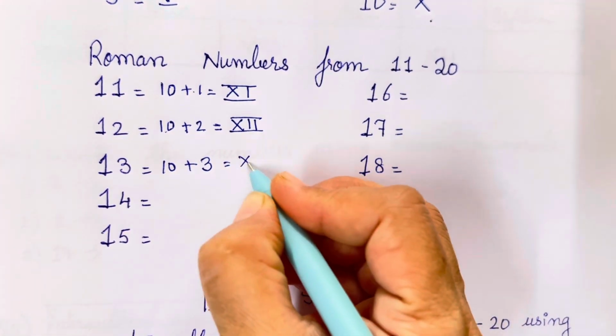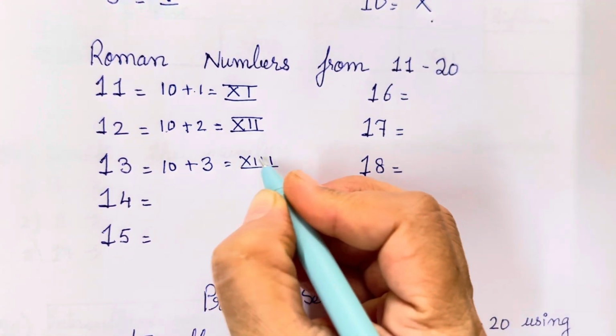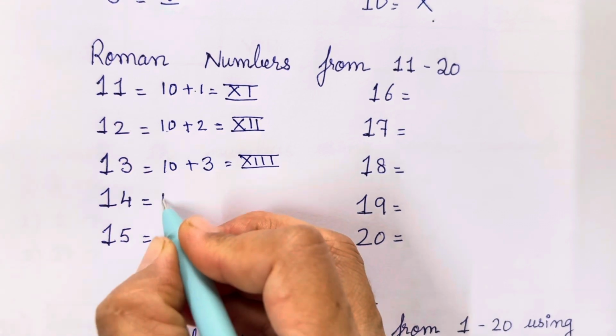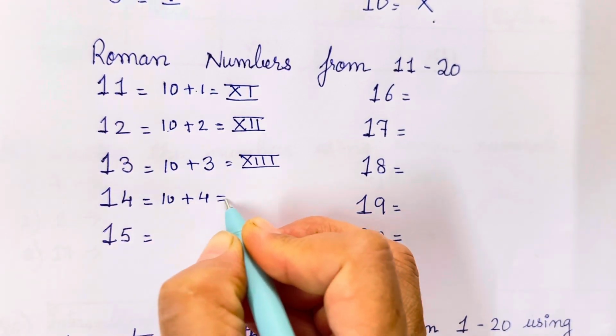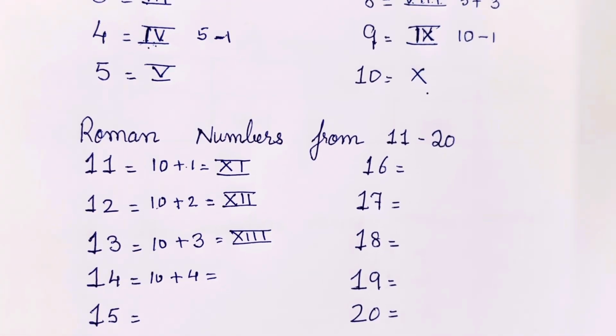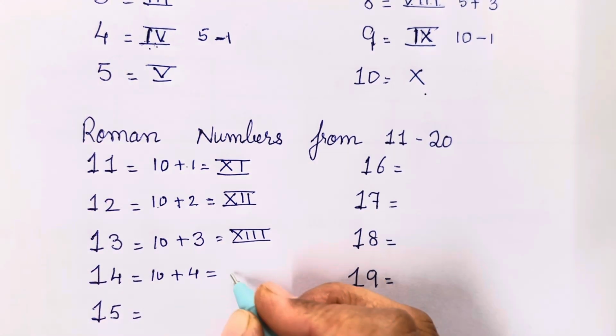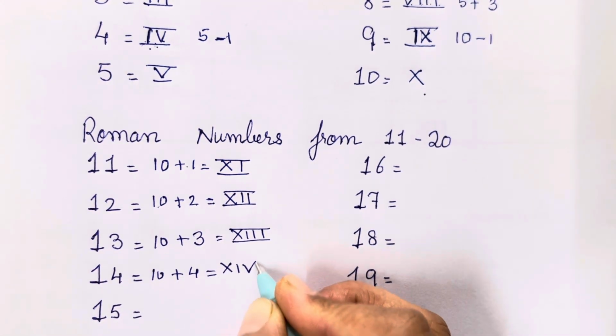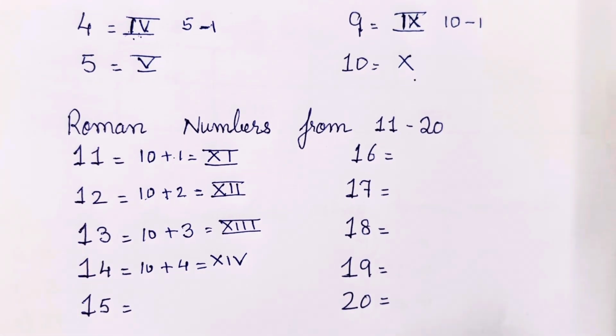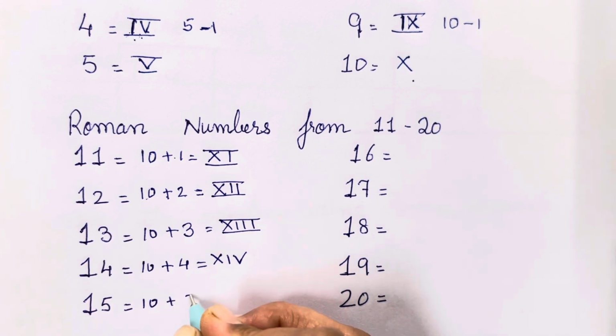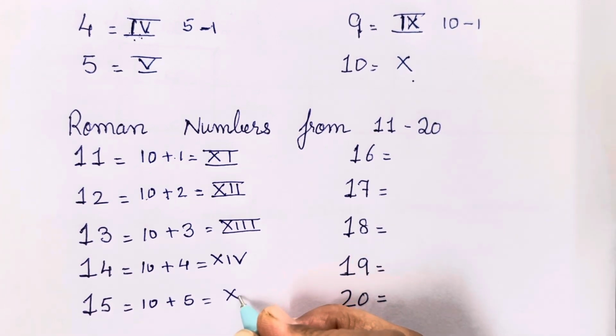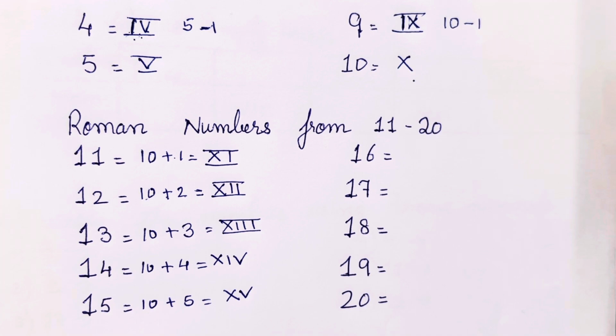I think the concept is very much clear to everyone now. 10 plus 4. So how is 4 written? You all can check it over here. 4 is written in this form. So 10 plus 4. Then comes 10 plus 5, which is going to be 15. So 10 and V. Got it?